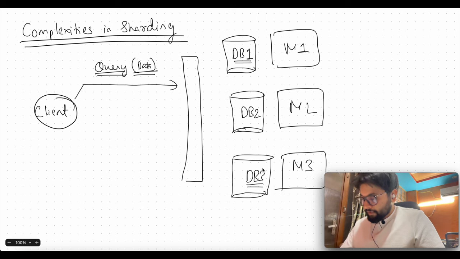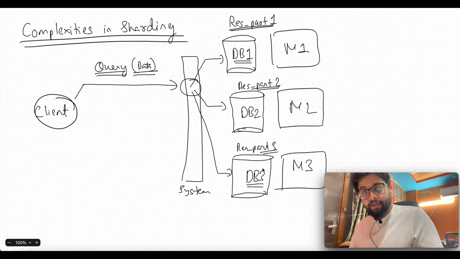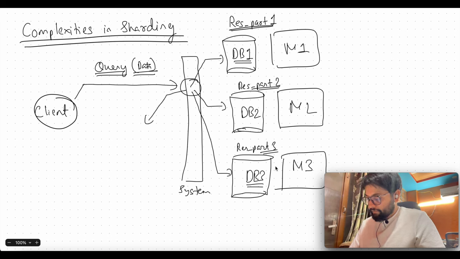So suppose response part one is present here, response part two is present here, and response part three is present here. What this system has to do is accept the query of the client and query all three instances to get the data. So instead of querying one instance, it has to query all three instances or shards to get the desired part of the response for the client, and then it gets all these responses.